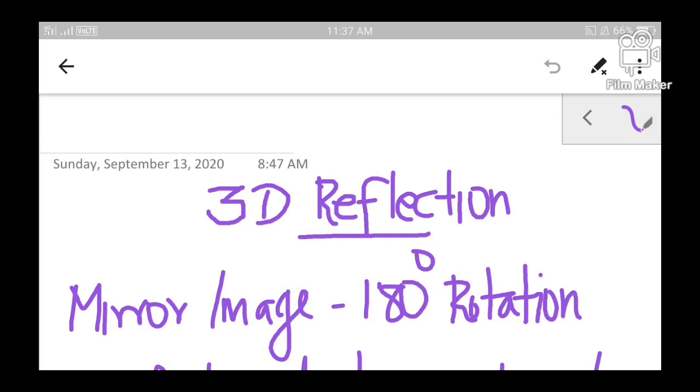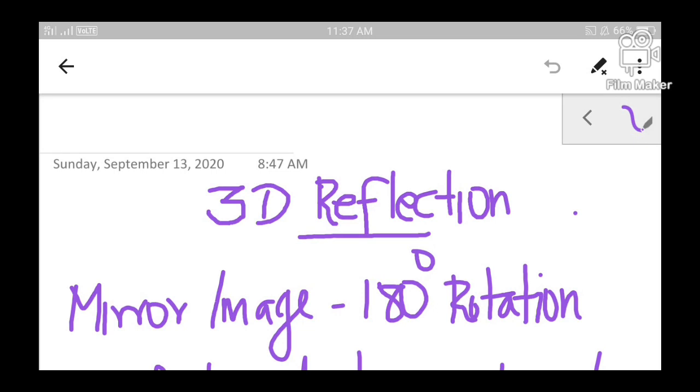Now you know what a reflection is. Reflection is just a mirror image of an object. And how can you obtain the mirror image? It's quite simple. Just rotate the object to 180 degrees. When you rotate an object to 180 degrees, you will get the mirror image of an object. Okay, so this is what is meant by a reflection, and whenever you try to obtain reflection of a 3D object, it becomes a 3D reflection.